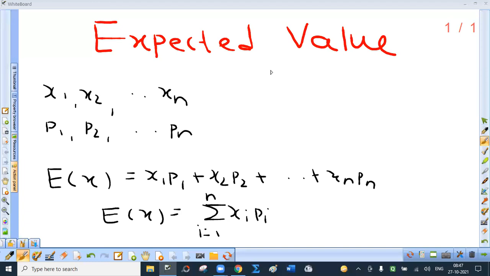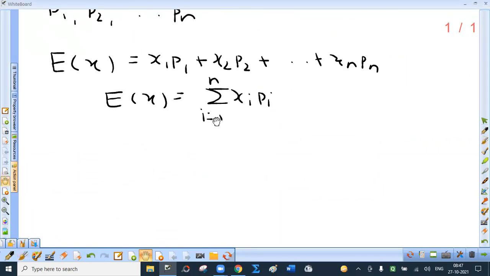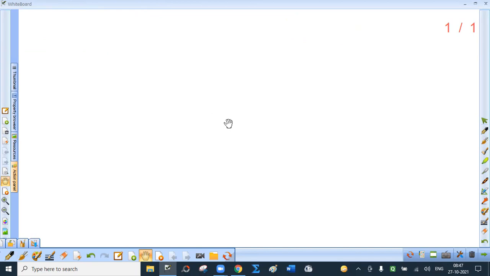Now we are going to prove that expected value, which is also called mathematical expectation or simply expectation, is nothing but arithmetic mean of x. I hope you remember the formula for arithmetic mean. What is arithmetic mean? Sigma fx upon sigma f. So it is sufficient to prove that E of x is nothing but sigma fx upon sigma f.